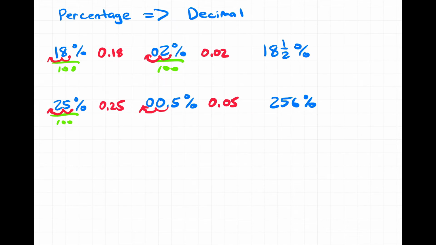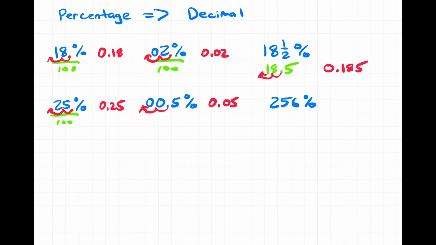So just remember that 18 and 1/2 is the same as 18.5. So what are we going to do? Divide by 100. What does that mean? 2 jumps to the left, and we end up with 0.185.